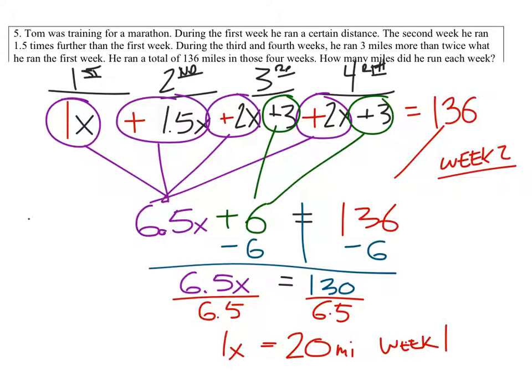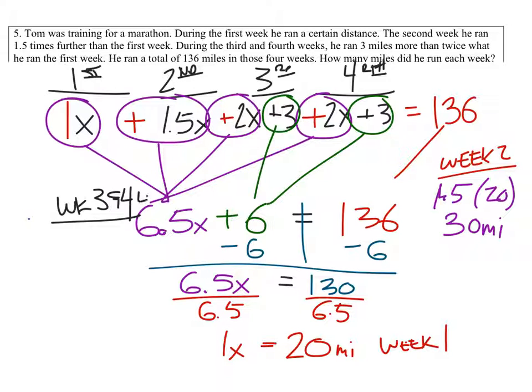And that would be 1.5 times the 20, which would be 30 miles. Then we've got weeks 3 and 4, week 3 and 4 each. Well, that was 2 times week 1, which is 20, plus the 3 miles. So that was going to be 40 plus 3, 43 miles for weeks 3 and 4.